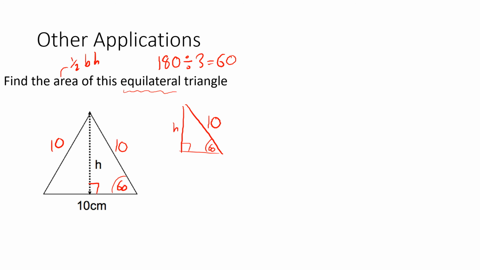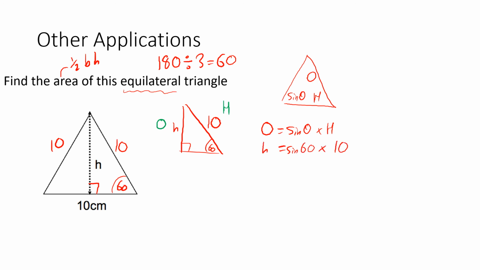If I want to find the height, let's label up our sides. We've got opposite and hypotenuse this time. So that means we're going to use SO. We're going to use sin theta opposite hypotenuse. If we want to find the opposite, we're going to multiply those two things together. So that means we're going to do sin 60 times the hypotenuse, times 10, to get our height. And that's going to be 8.66 centimeters.